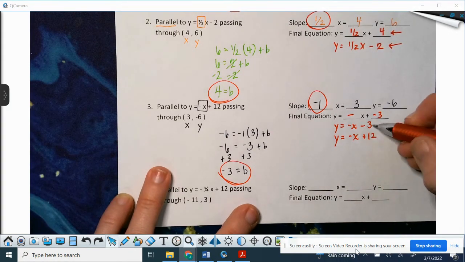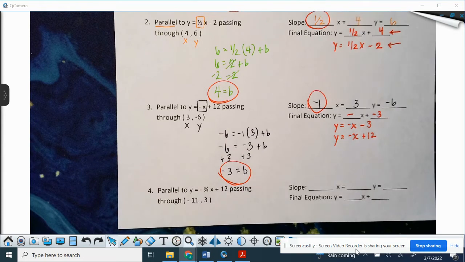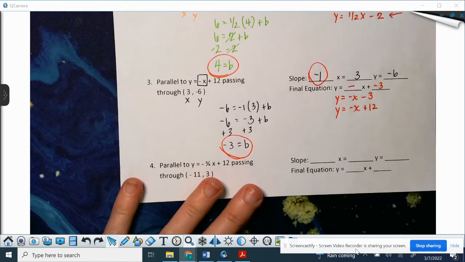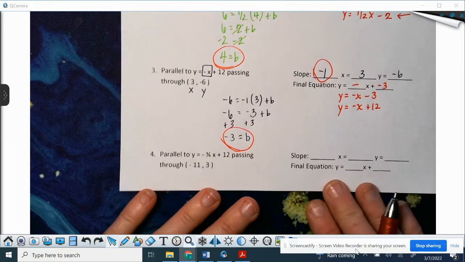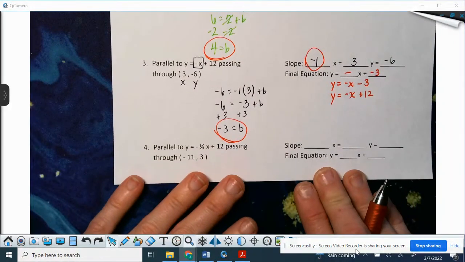So your y-intercept is the only thing that actually changes in your slope-intercept form when you are graphing or writing the equation of two parallel lines. Last but not least, number 4. All right, come on. It has a funny fraction of 3/4, but I think you've got this. Pause the video. Try it.